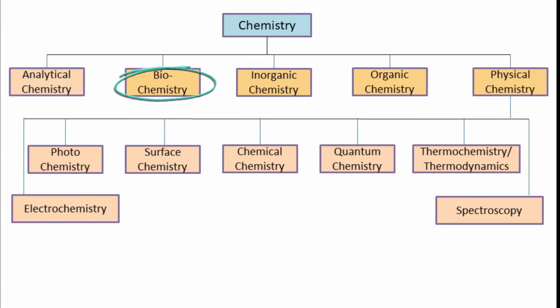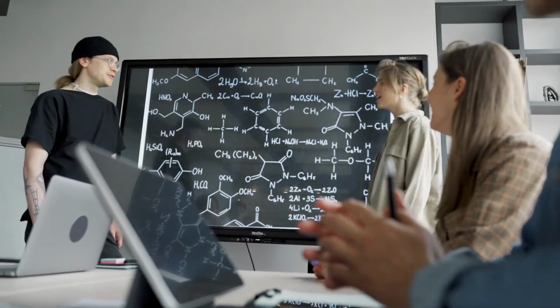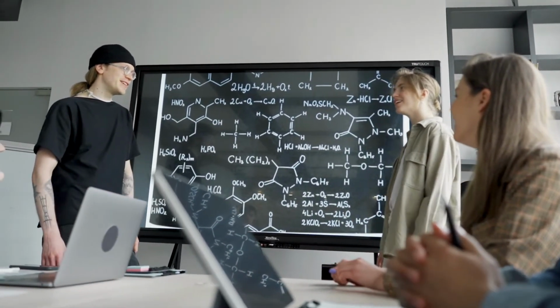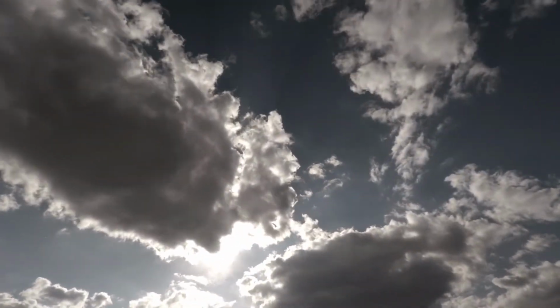Biochemistry. It deals with the study of chemical processes of living organisms. Inorganic chemistry. It deals with the study of the synthesis, reactions, structures and properties of compounds of elements in non-living materials like rocks, soil, atmosphere, etc.